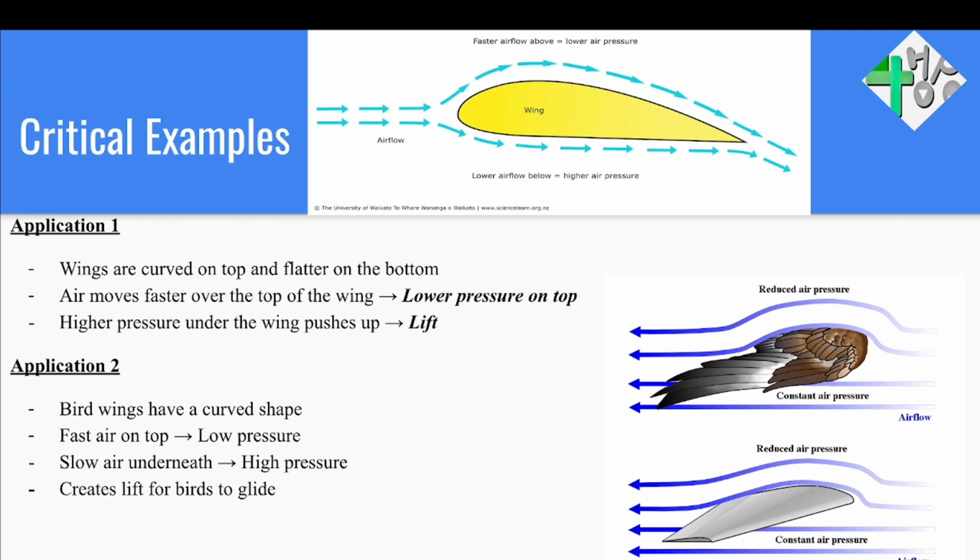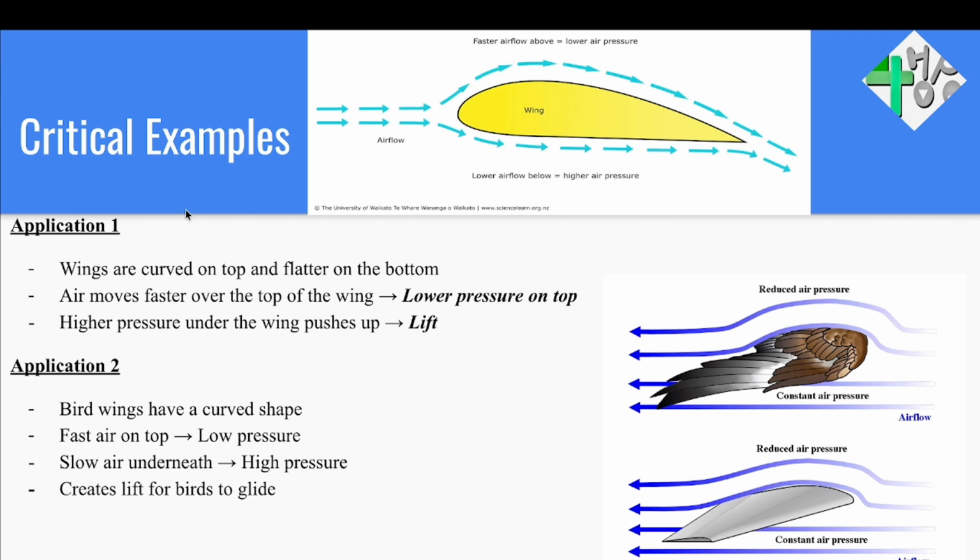Anyways, application number one, how Bernoulli's principle can be incorporated. Wings are curved on the top and flatter on the bottom, and the air moves faster over the top of the wing. As we mentioned, there's lower pressure on the top and higher pressure on the bottom. I'm sorry, yes, the lower pressure is on the top. I had a brain freeze for a second. The higher pressure under the wing pushes up, which means the lift of the wing is generated.